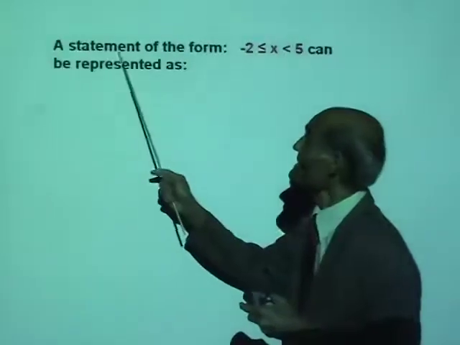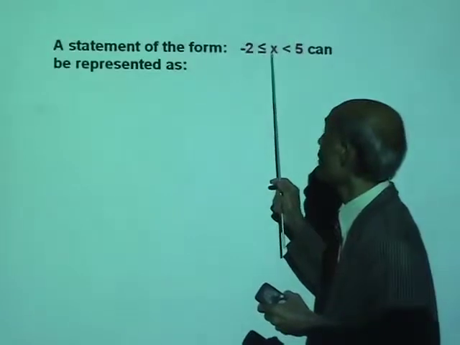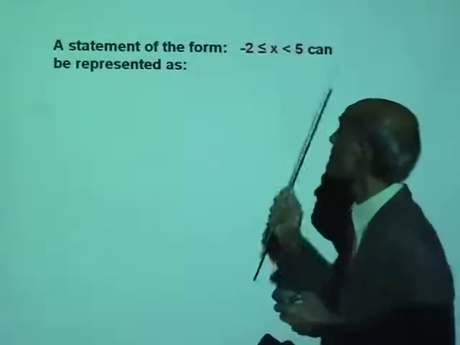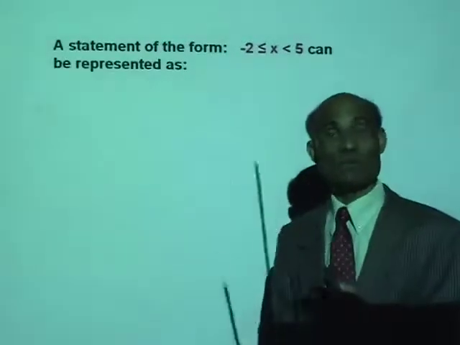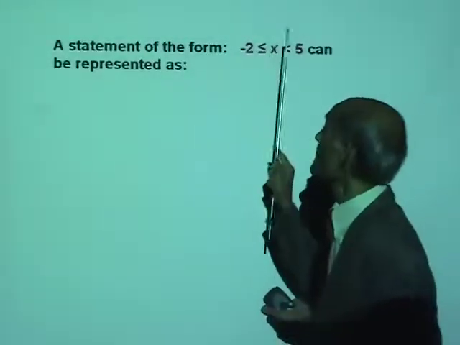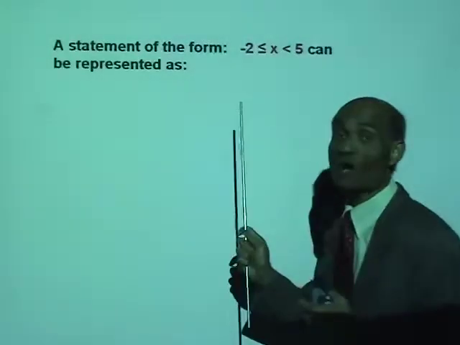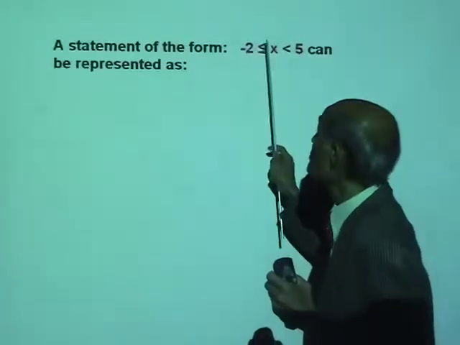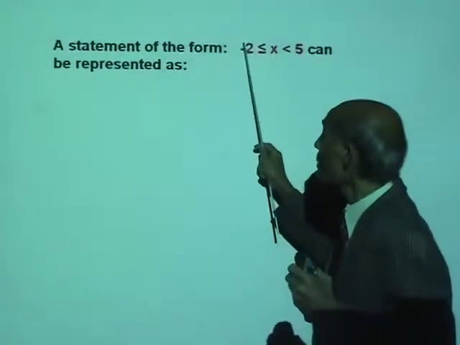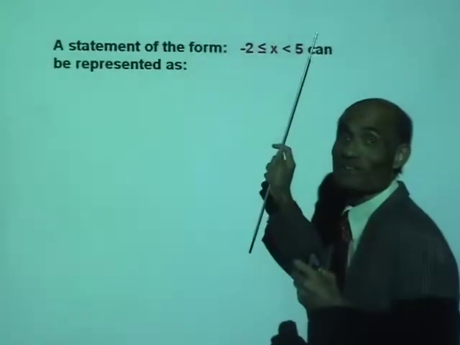How about this? A statement of the form -2 ≤ x < 5. Can you represent that on a number line? What does it mean? It means the values of x, the solutions, can be found in what interval? From -2 to 5, including -2, but excluding 5.